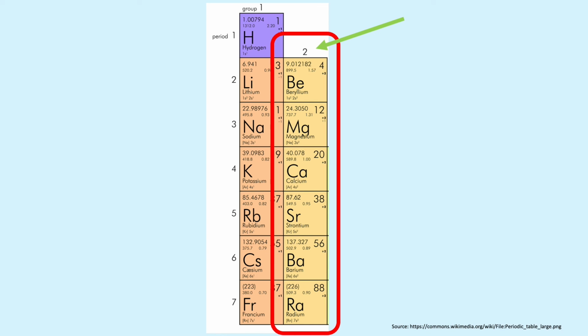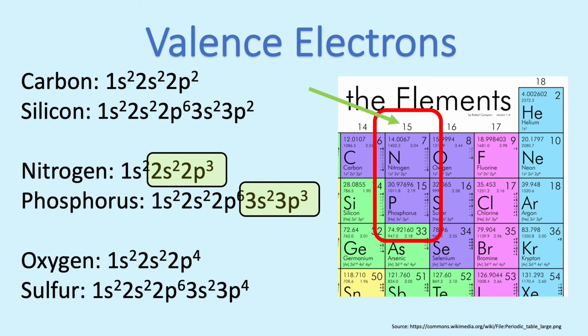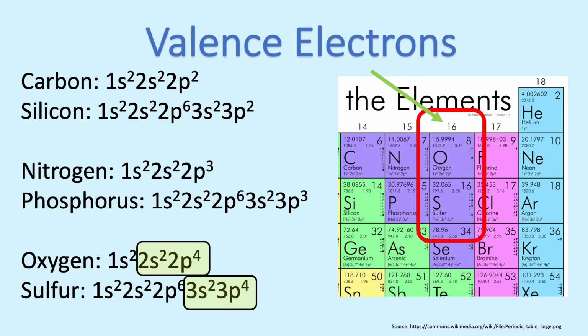Let's skip over to the nonmetals. For nonmetals, look at the second number in the group number for the valence electrons. Look at carbon and silicon. Each have 4 valence electrons in their outermost shell. Nitrogen and phosphorus each have 5 valence electrons. Oxygen and sulfur each have 6 valence electrons. You can see from the table the halogen family has 7, and the noble gases have 8.